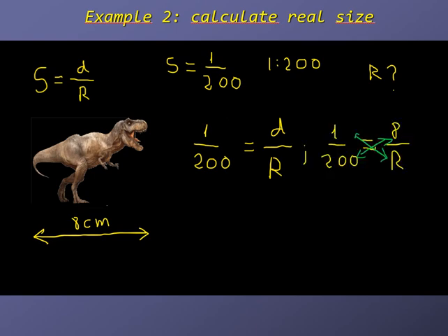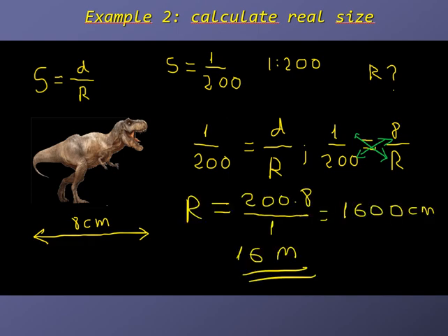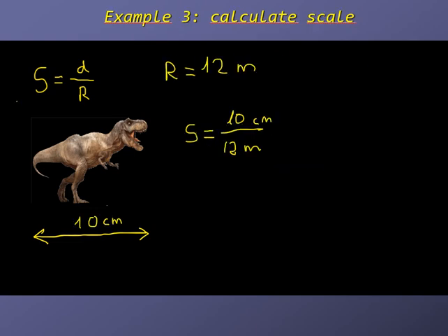So replacing the numbers, we have the scale that is 1 divided by 200 is 8 centimeters divided by the real size, that this time is the unknown. So we cross the numbers again, and the result is 1,600 centimeters, or 16 meters.